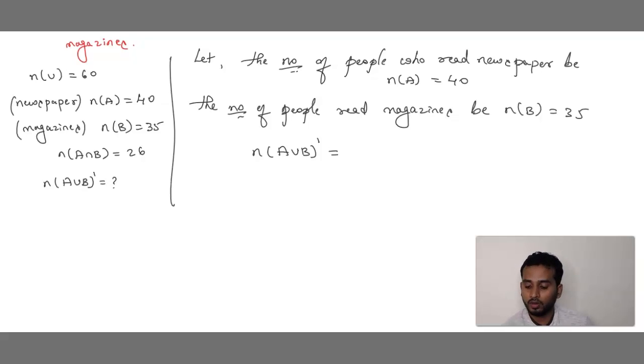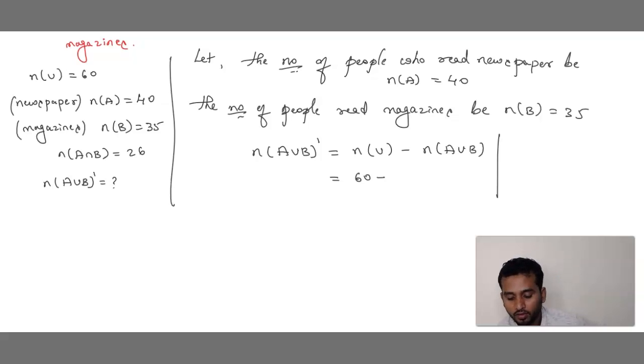To find n of A union B whole transpose, what is the formula? n of U minus n of A union B, correct? What is n of U? 60 minus n of A union B. How to find n of A union B? We have to combine both the elements, correct? How much is n of A? 40. n of B? 35. So if you want to find n of A union B, what is the formula we have?